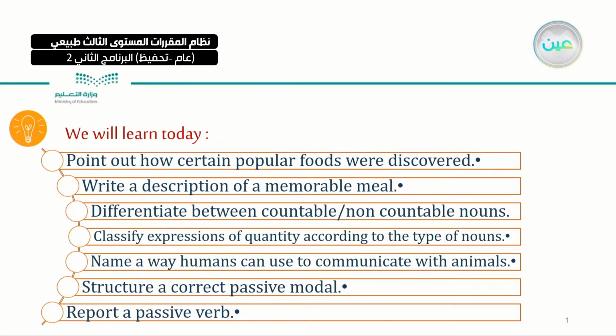Then differentiate between countable and non-countable nouns, classify expressions of quantity according to the type of nouns, name a way humans can use to communicate with animals, structure a correct passive model, and finally, report a passive verb. Okay, so these are the objectives of today's lesson.